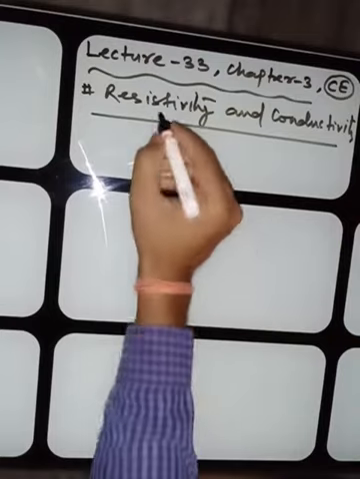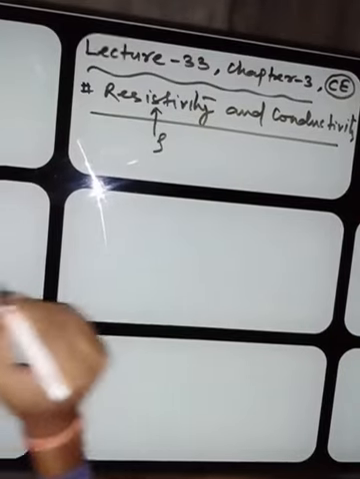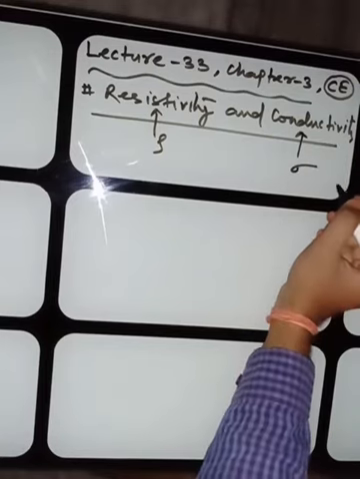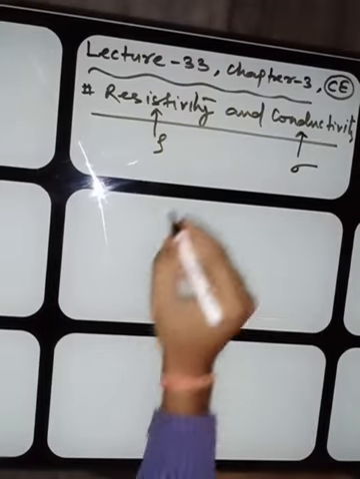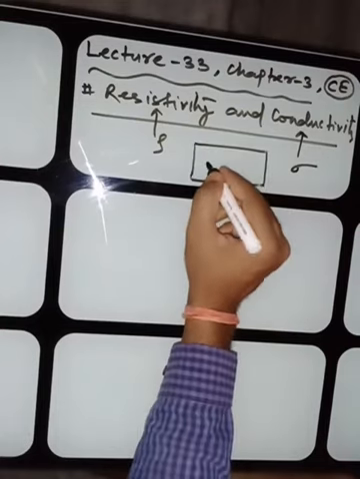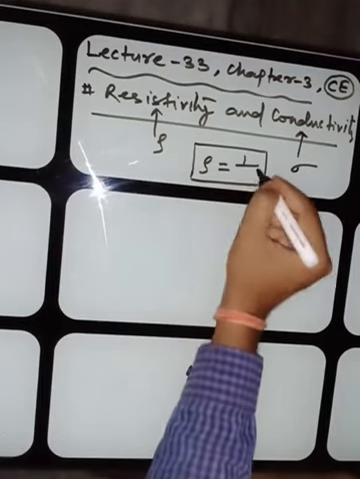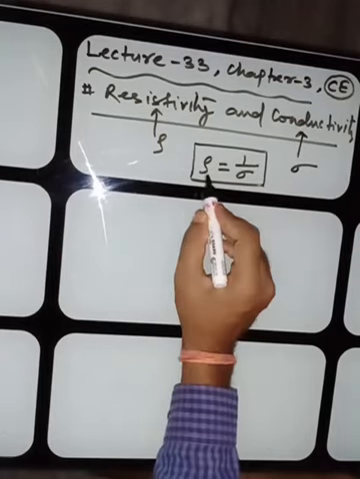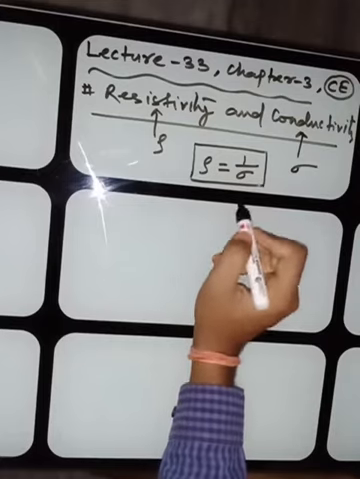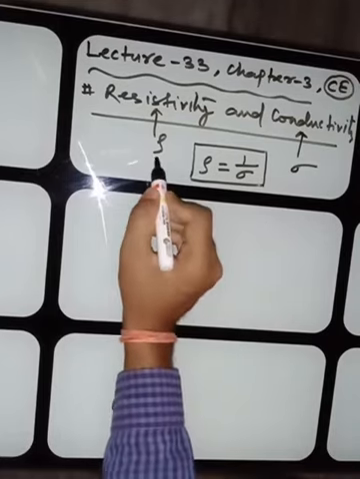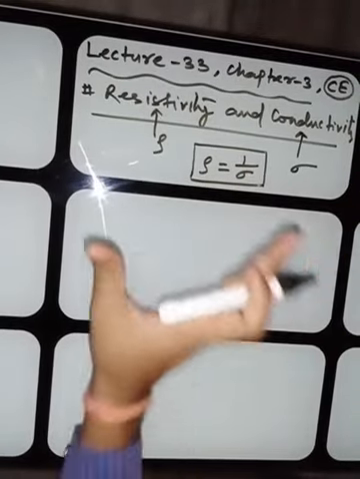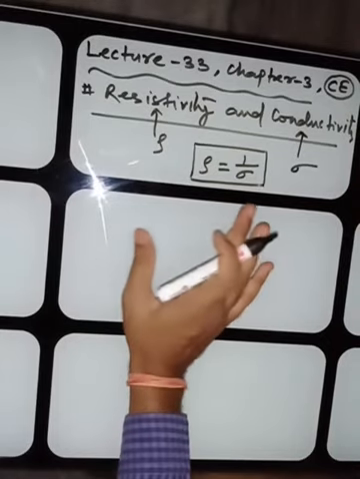Resistivity is represented by rho, conductivity is represented by sigma. And one relation you must remember: conductivity and resistivity are reciprocal to each other. That is, rho is reciprocal to sigma, so rho is equal to 1 by sigma. These two different quantities will help in Ohm's law also.